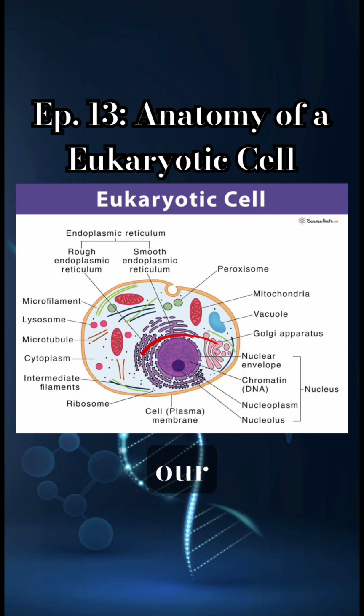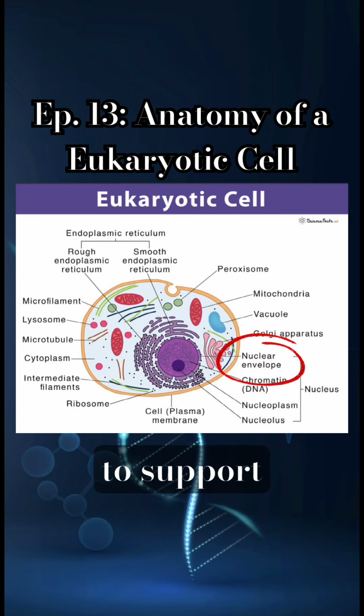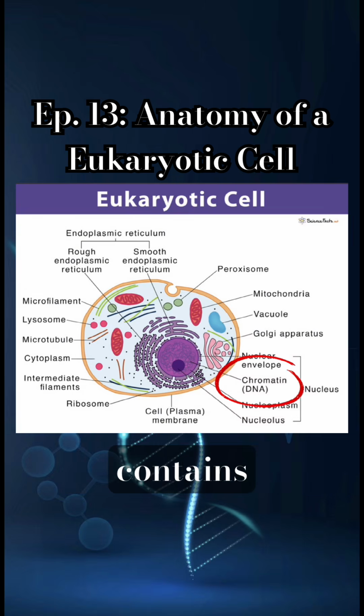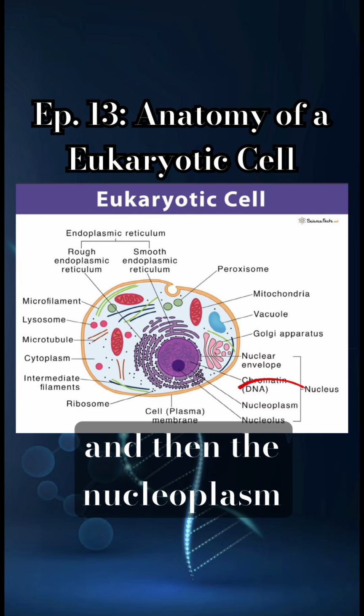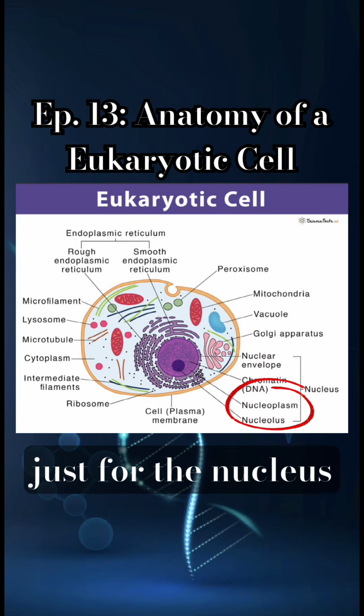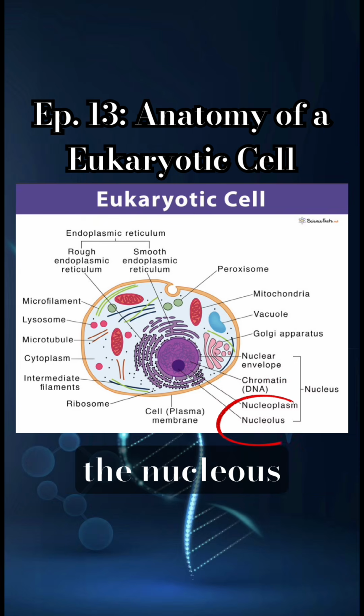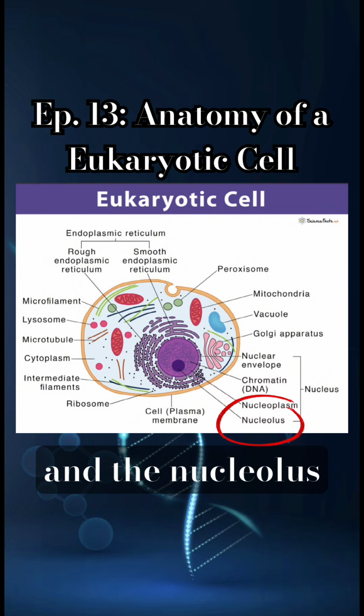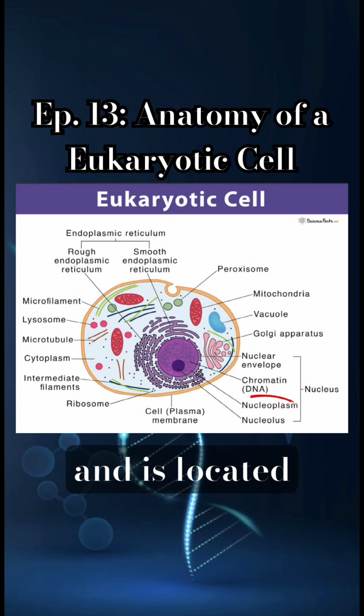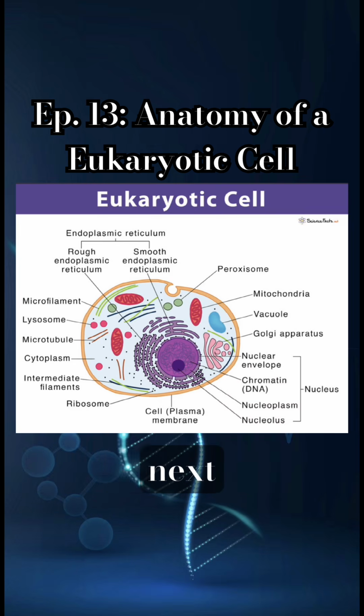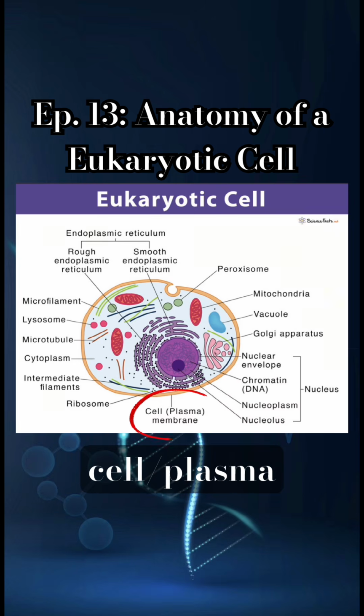This right here is our nucleus. This consists of four main parts. The nuclear envelope is like the membrane that surrounds the nucleus to support and protect the DNA located inside, and the chromatin contains the DNA. And then the nucleoplasm is like the cytoplasm just for the nucleus, and it contains the nucleolus as well. And the chromatin is located inside the nucleolus, and the nucleolus has its own membrane and is located inside the nucleus.